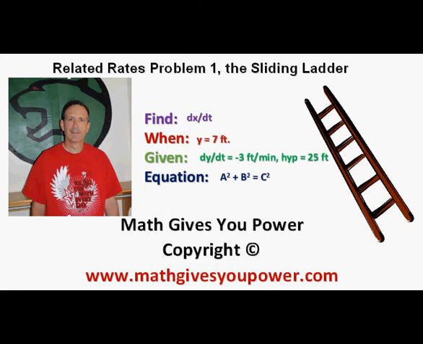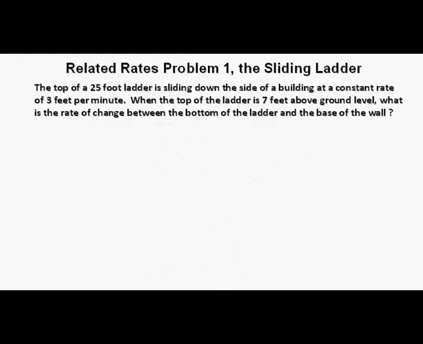Related rates, problem 1, the sliding ladder. The top of a 25-foot ladder is sliding down the side of a building at a constant rate of 3 feet per minute. When the top of the ladder is 7 feet above ground level, what is the rate of change between the bottom of the ladder and the base of the wall?